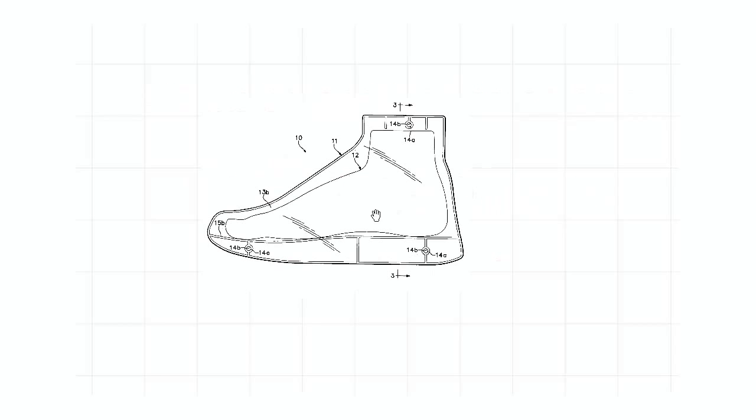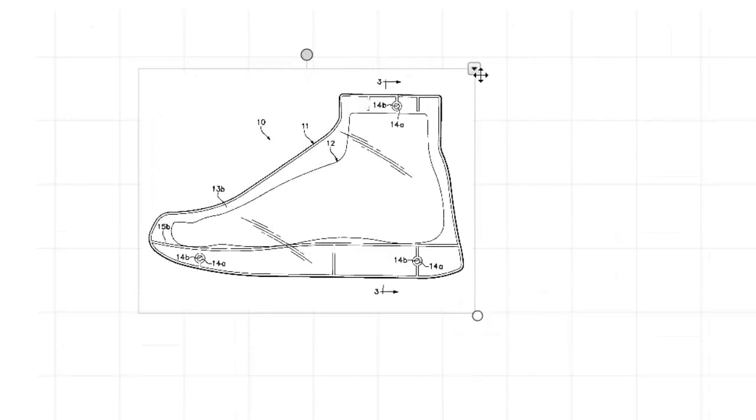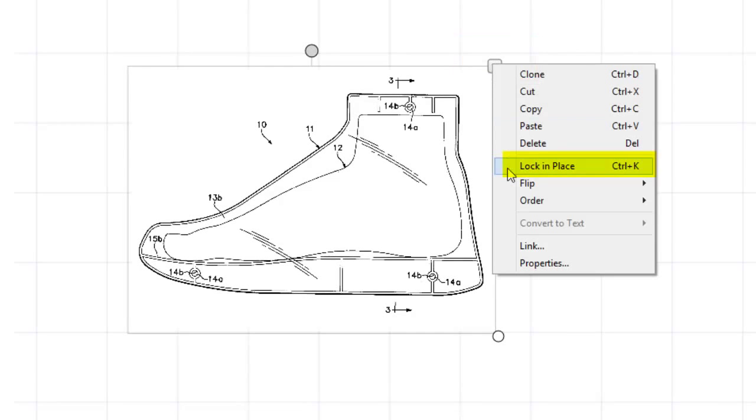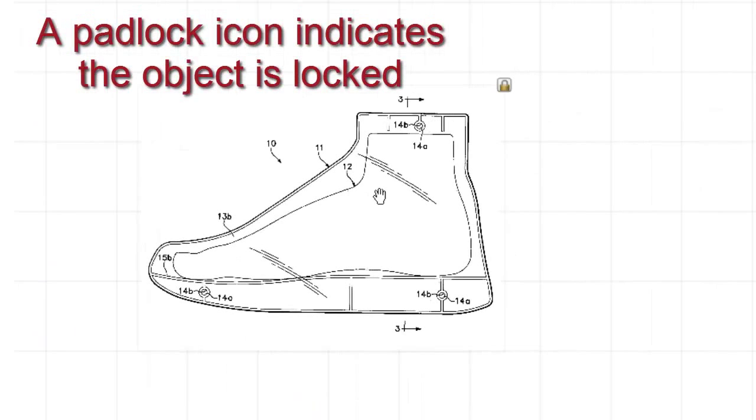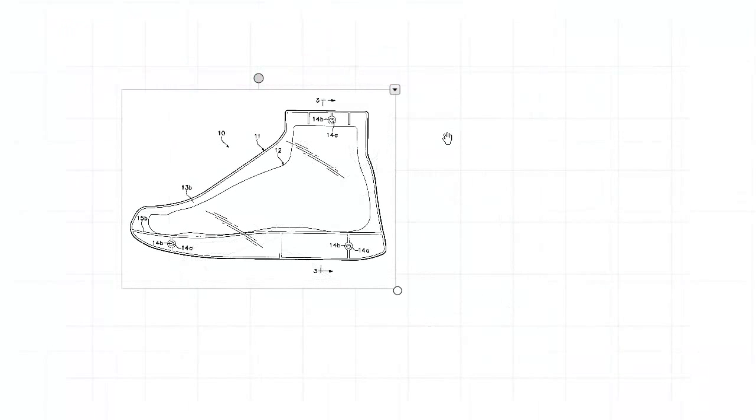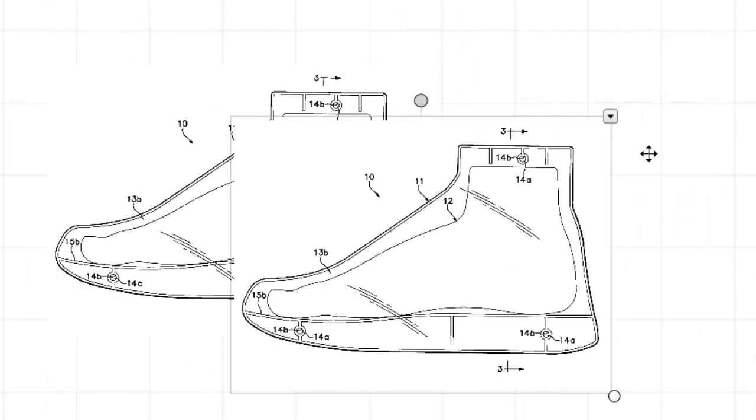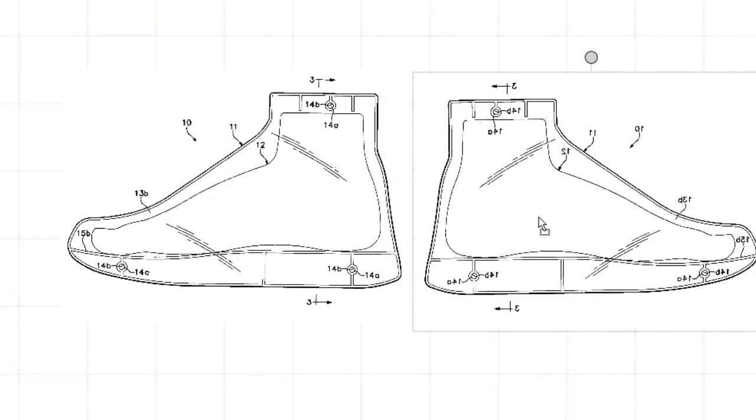Objects on the whiteboard can be dragged around with your finger, but there may be times when you want to lock an object in place so it cannot be moved. To do this, use the drop-down menu and choose Lock in Place. The object is now locked to the background and cannot be moved. To unlock, just reverse the process. If you need another copy of an object, then choose Clone. Also available on the drop-down menu is the option to flip an object left to right or up to down.